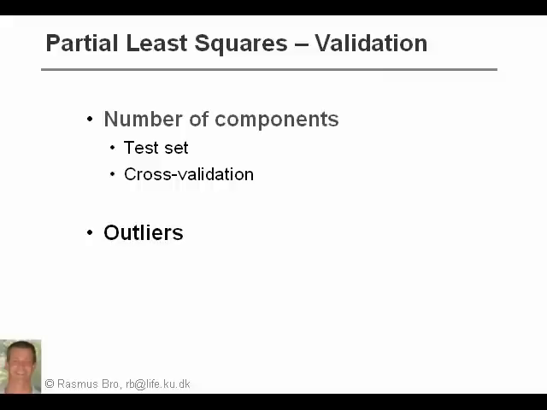This second part on PLS is about validation, and as for PCA, that means determining the number of components and checking for outliers. Many parts of this will be exactly the same as for PCA, so for these parts we won't go into detail, as you have already gone through, for example, using score plots for detecting outliers in PCA.